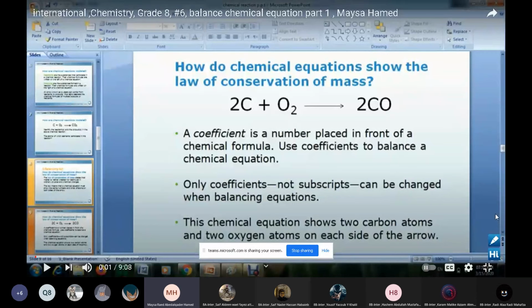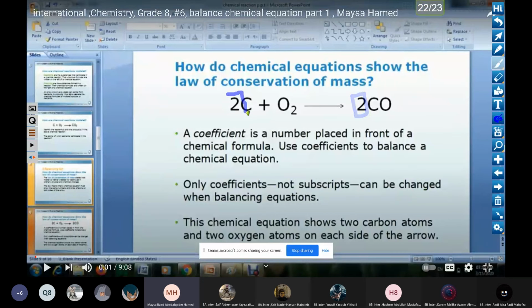When we start to learn how to write and balance the chemical equation, the number that we change to make the number of atoms in the reactants and the product the same is only the coefficient. During balancing, you change only the coefficient, you don't change the subscript. The subscript is the number which is below, but the coefficient is the number in front of the molecule. Okay, you can compare now between the coefficient and the subscript.